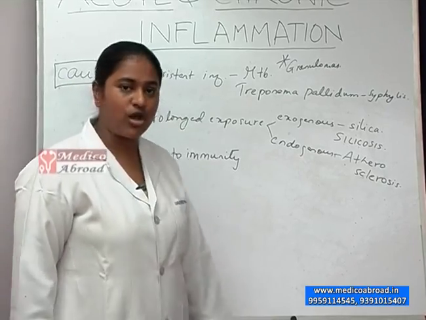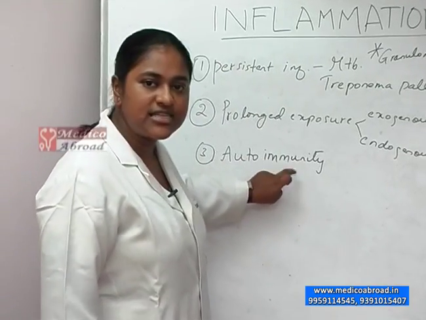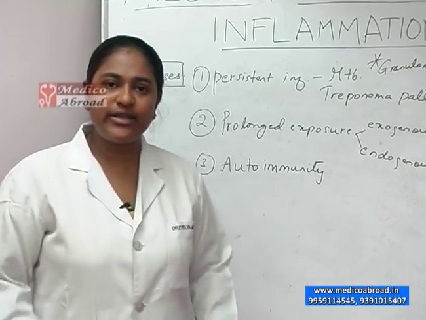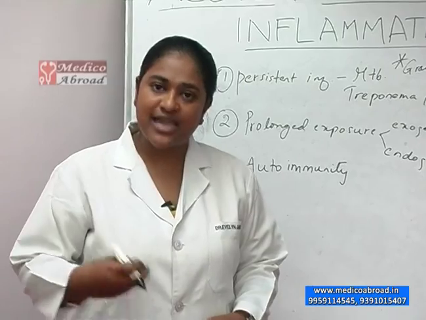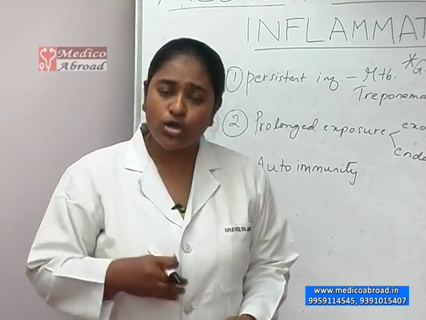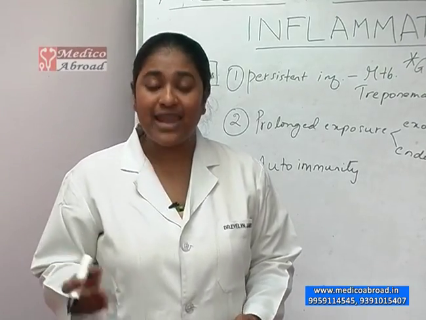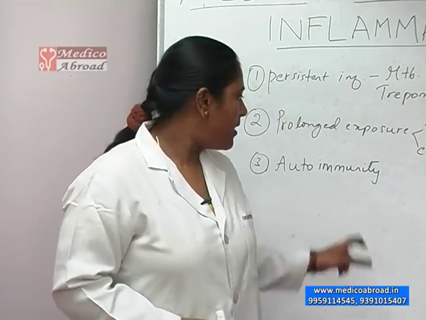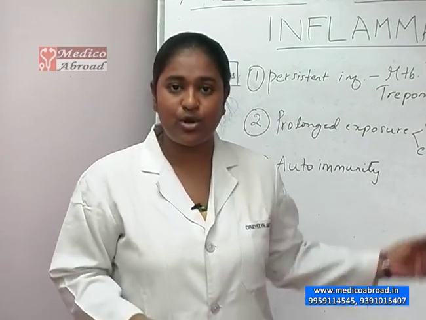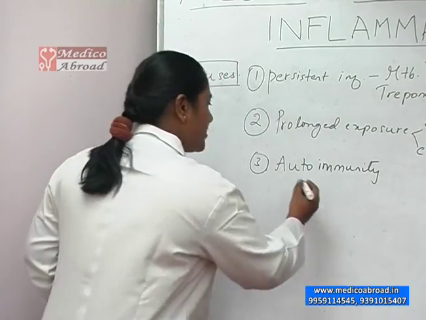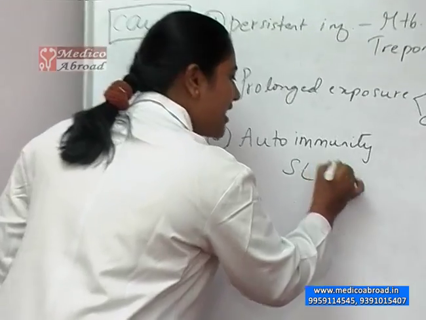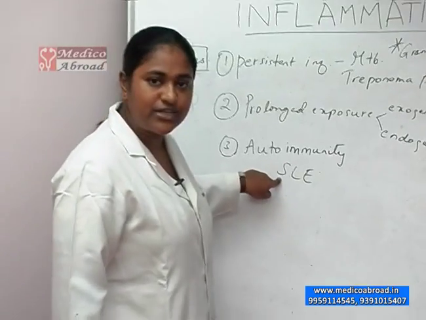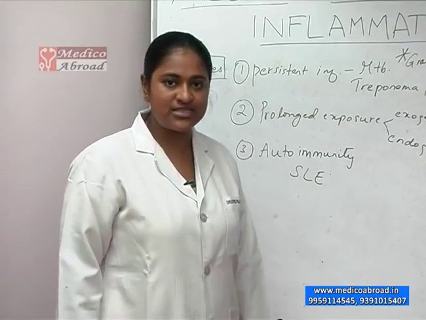Next, you have a reaction called autoimmunity. This is a cause for chronic inflammation. Here, antibodies are produced against self-antigens, or autoantigens, perpetuating an antibody response leading to tissue destruction. Most common and famous example of this disease may be systemic lupus erythematosus or SLE. A lot of other connective tissue disorders also come under this category.